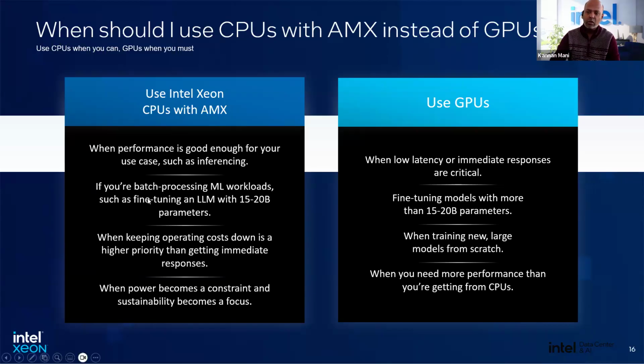But there are certain workloads, like if you're running some ML workloads or fine-tuning an LLM with 15 to 20 billion parameters. In fact, with Gen 6, you can go up to 50 billion parameters. Then you probably won't need a GPU at all, right? If you're going to go beyond that, then you may need a GPU. And if you're very critical about low latency and you're looking for immediate responses, or you're doing training of large models from scratch, then you may need a GPU.